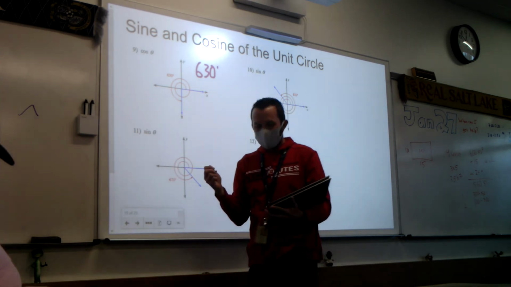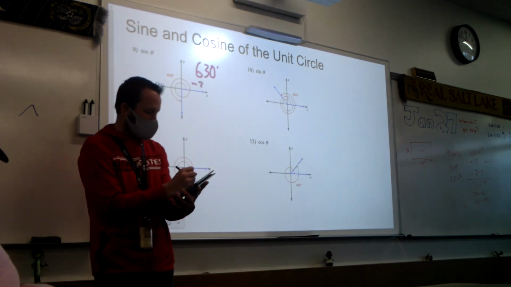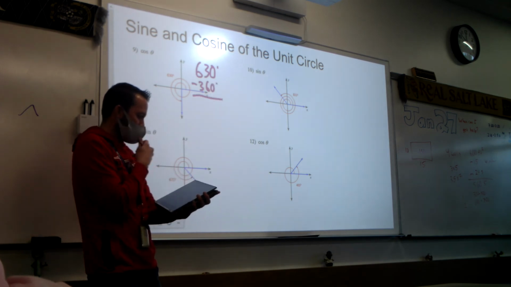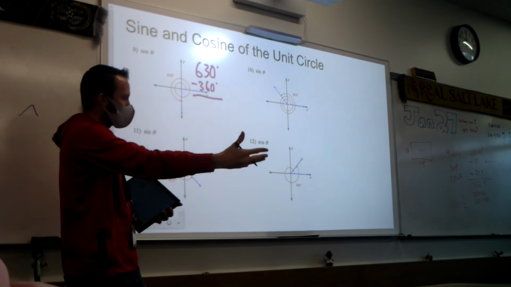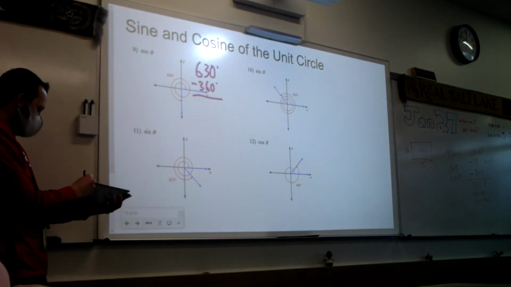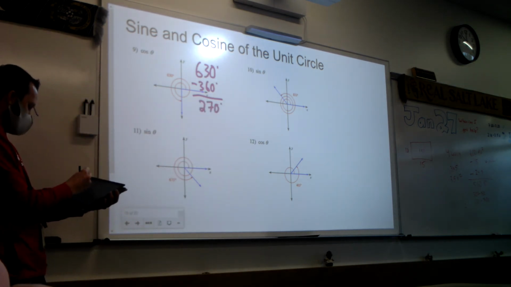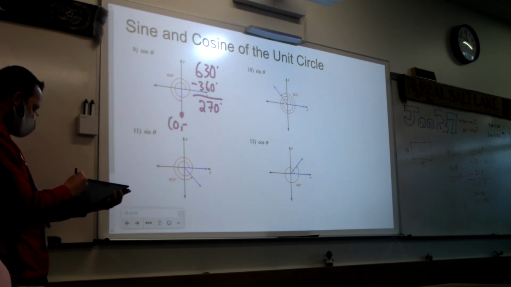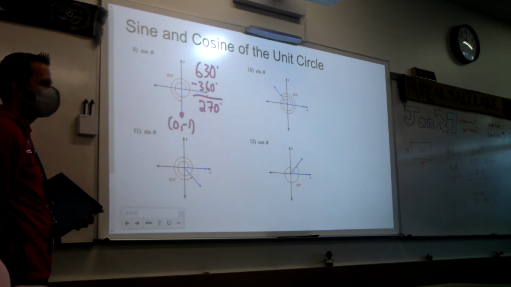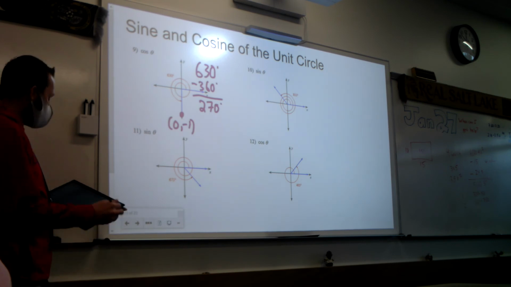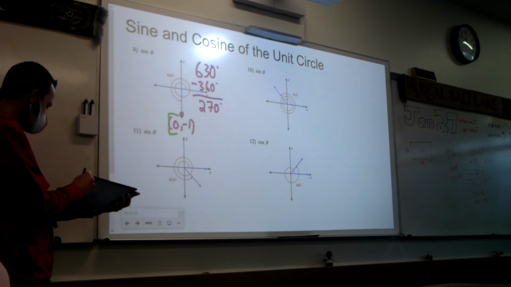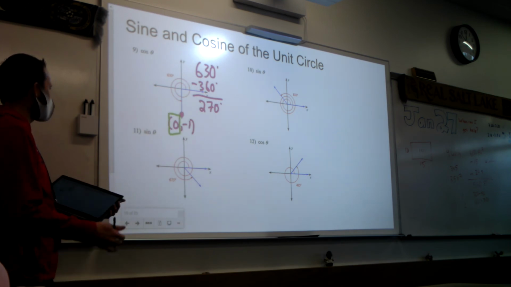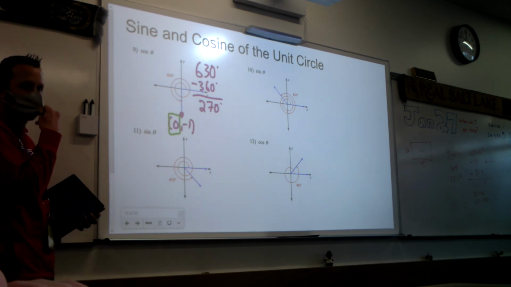We only have one angle that does that, but just for practice, what you do is you subtract a full rotation, which is 360. Or if it was negative, you would add a rotation, which is 360. And this gives us 270 degrees. At 270, my coordinates are 0, -1. Since it's cosine, cosine means let's get the x. So cosine of 630 is 0. And you could check that on your calculator.